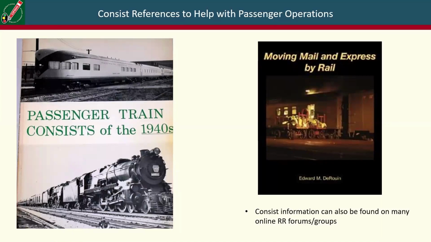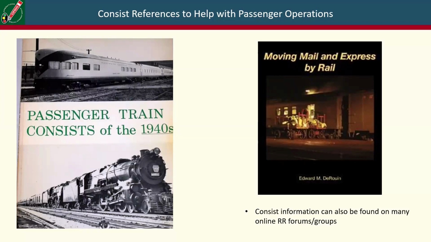There have been some books over the years that list consists of various trains. On the left is one of these. That publisher, I think, did three different books of passenger train consists from the 1940s to the 1970s. In that book, it's listed by railroad, and then they list some of the trains and consists. And the right side is another book by Ed DeRuin. If you want to know about moving mail and express cars, he has tons upon tons of consists of mail and express trains in that book for various eras, for various railroads. So that book is very helpful.